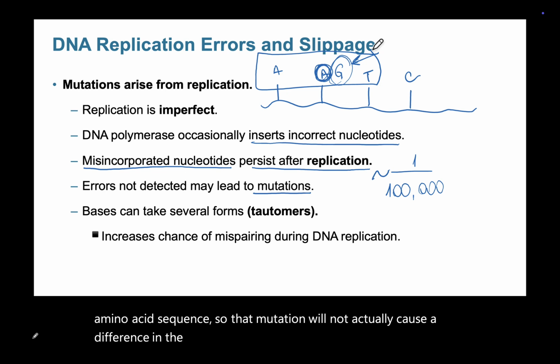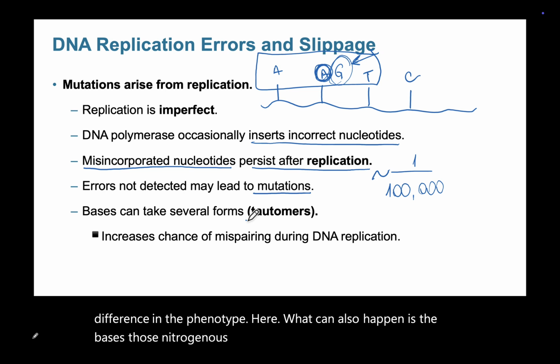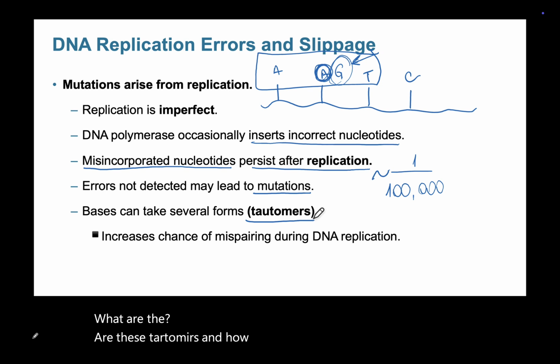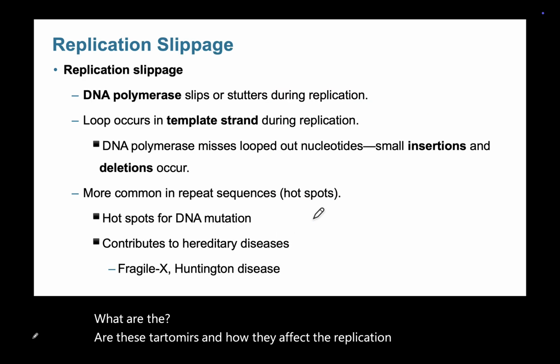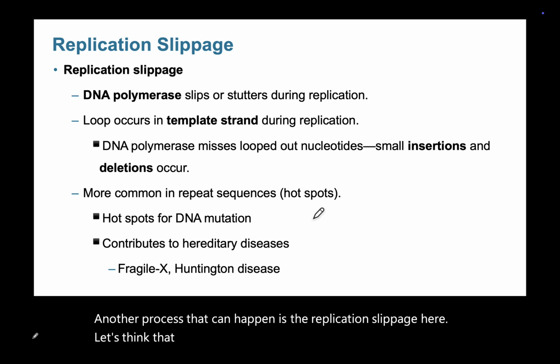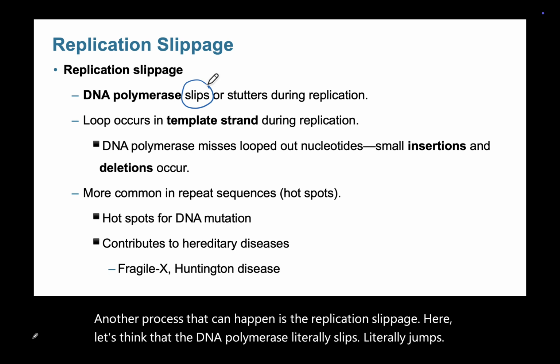Here, what can also happen is the bases, those nitrogenous bases, assuming different forms that we call tautomers. And we have a specific slide to talk about what these tautomers are and how they affect the replication process. Another process that can happen is replication slippage. Here, let's think that the DNA polymerase literally slips, literally jumps that sequence, okay?